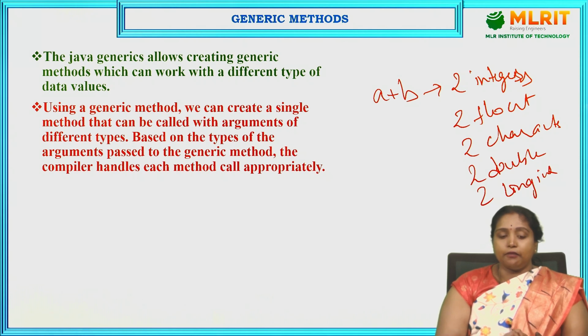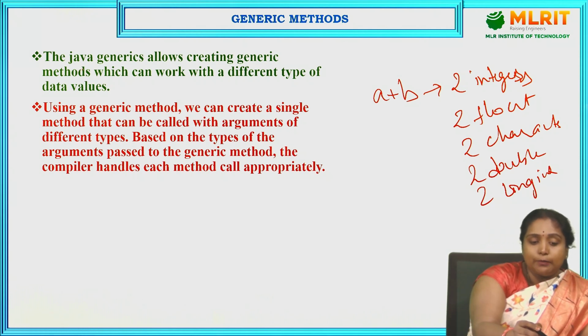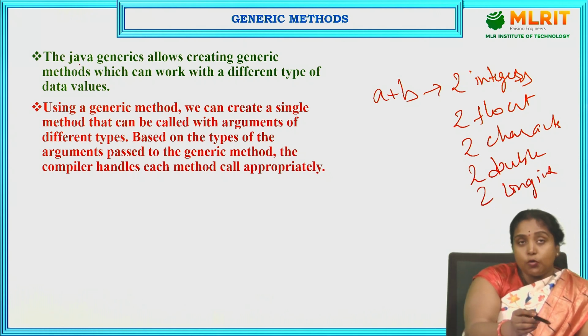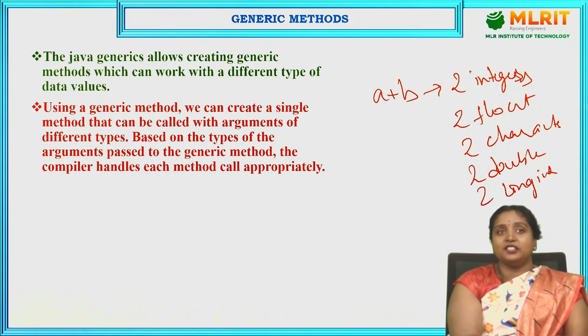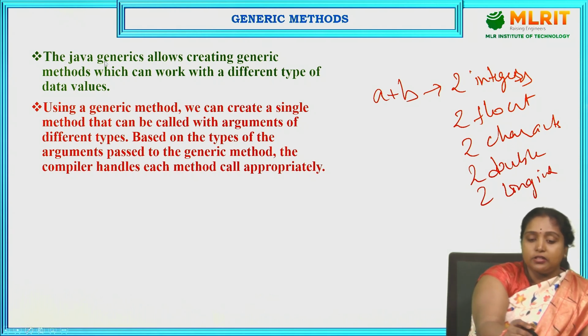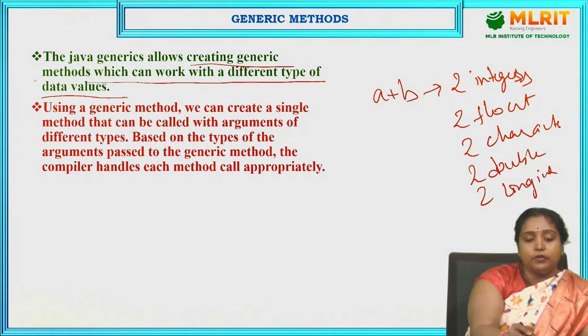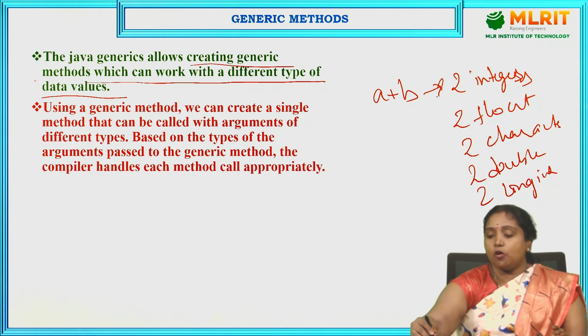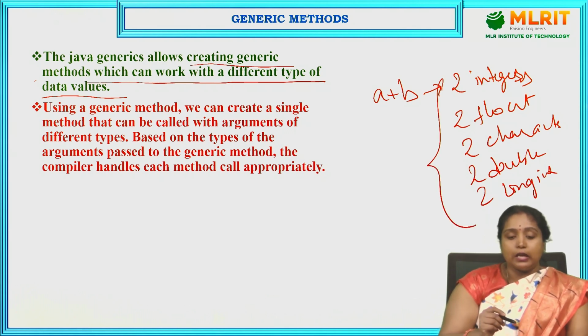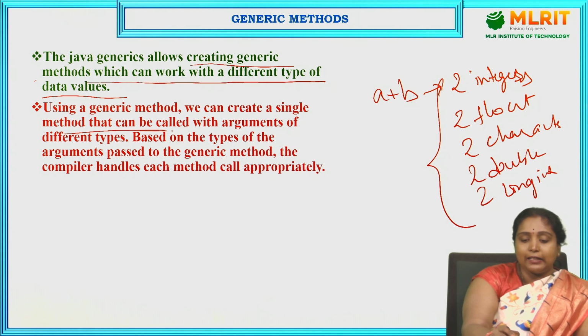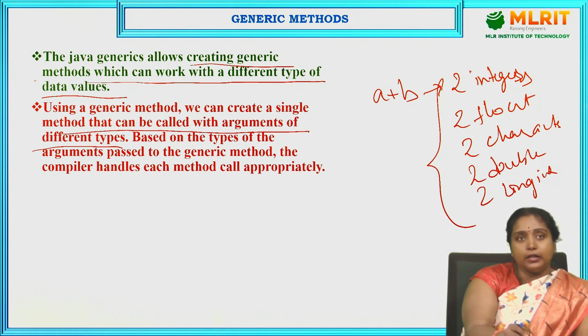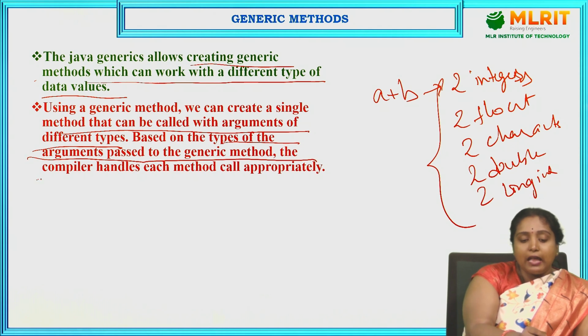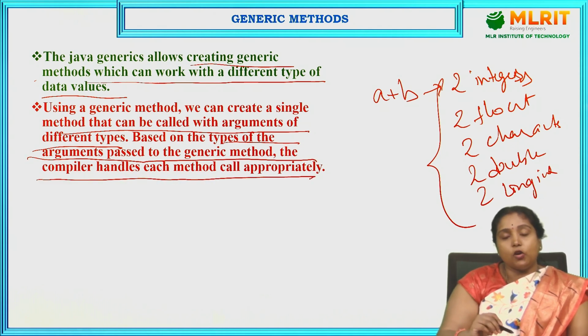Anything I can have. So we are going to write a generic method. Java generics allows creating generic methods which work on different types of data values. We are going to write one piece of code which can be applicable for all of these. We can create a single method that can be called with arguments of different data types. Based on the types of the arguments passed, the compiler handles each method call appropriately.